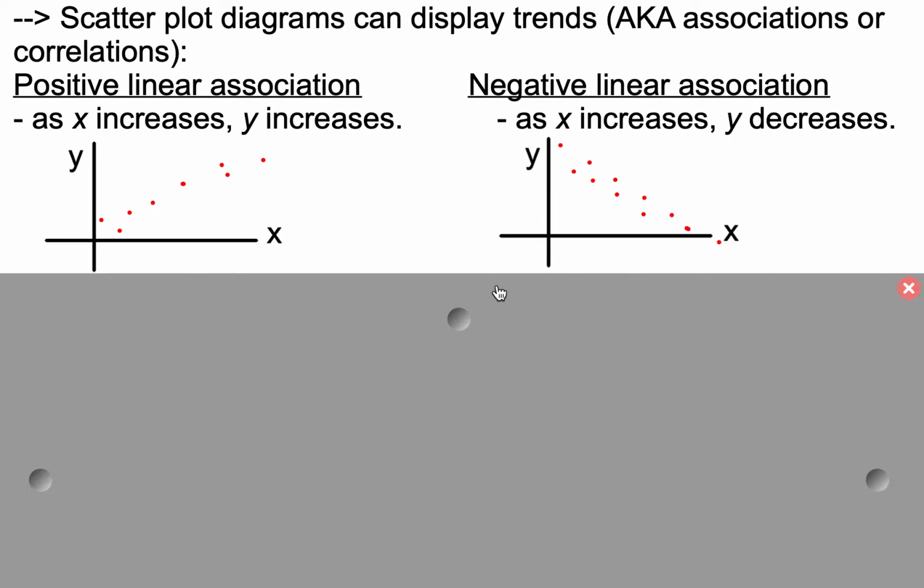A negative linear association, as x increases, y decreases. So for larger values of x, you get smaller values of y. And notice if you were to try to draw a line that goes close to most of the points, it would have a negative slope.